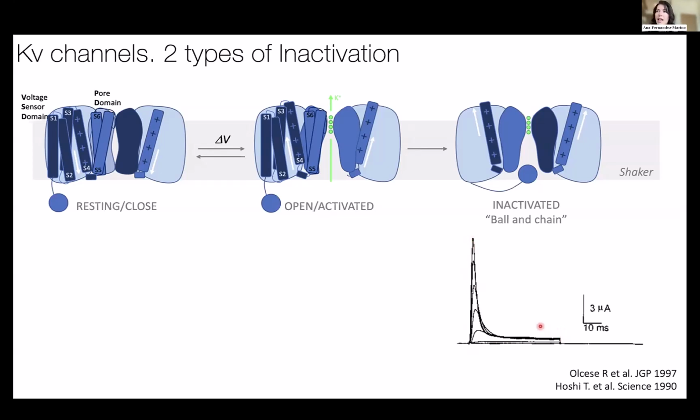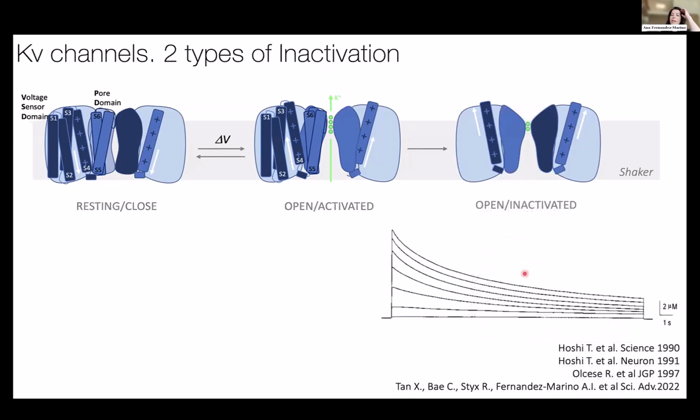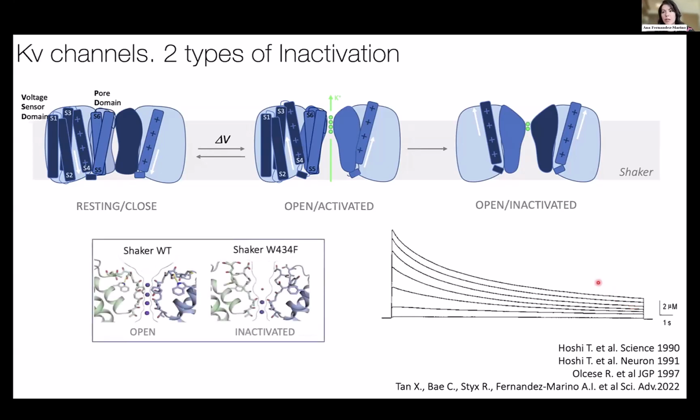Now, if we remove this N-terminus of the channel, this ball and chain, genetically or by proteolytic enzymes, then you can see how within the same time scale, the channel does not inactivate anymore. However, if instead of milliseconds, we give second-long pulses, then you can see how the channel can undergo another type of inactivation called C-type inactivation in Shaker, because the region of the channel that was responsible for this slow inactivation was towards the C-terminus of the channel, actually in the selectivity filter. And we just recently saw how that looked, and it's like a dilation of the selectivity filter.